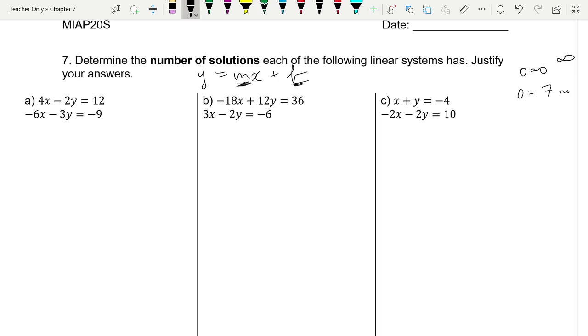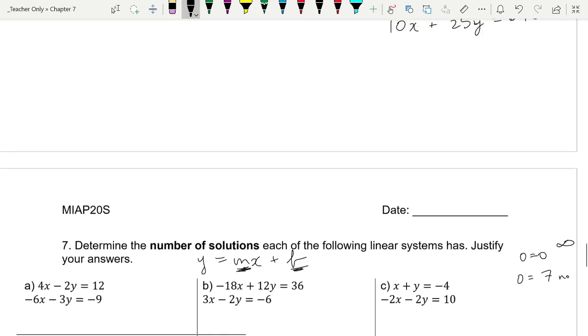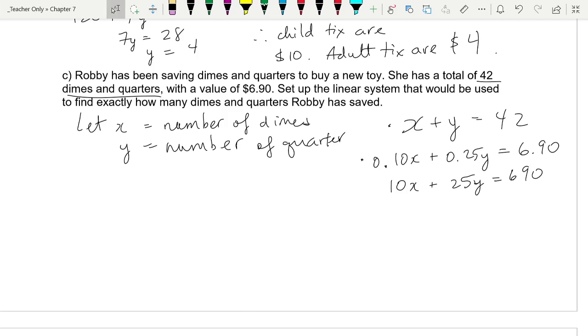I haven't understood the C. Are you talking about this C here? Is this the C you were asking about? Okay.